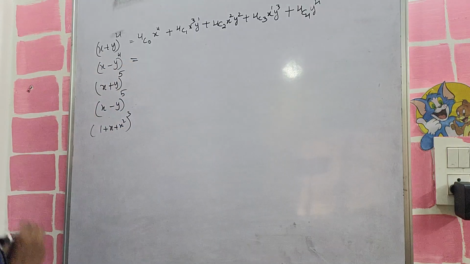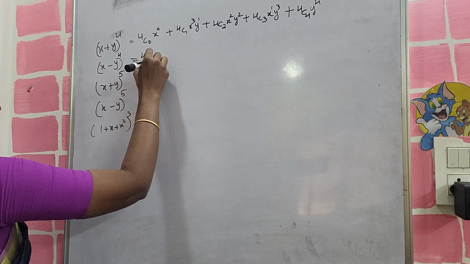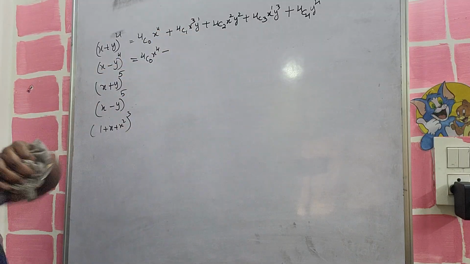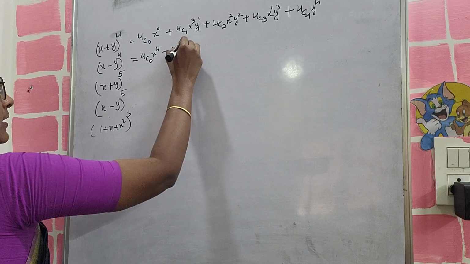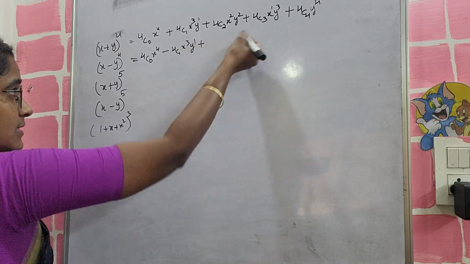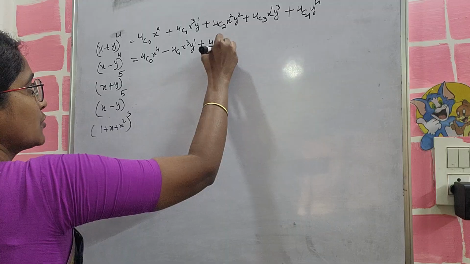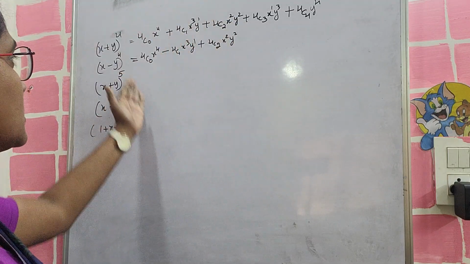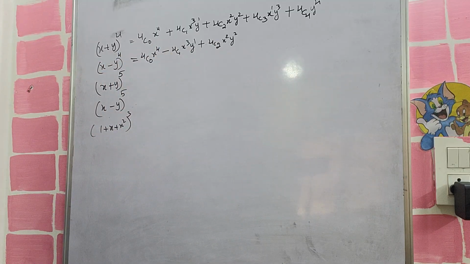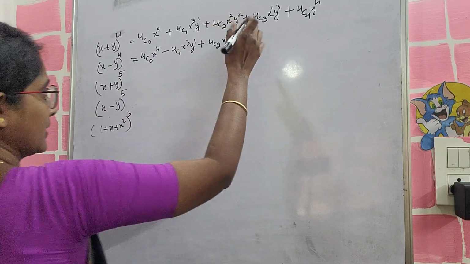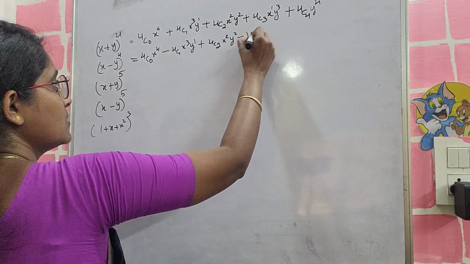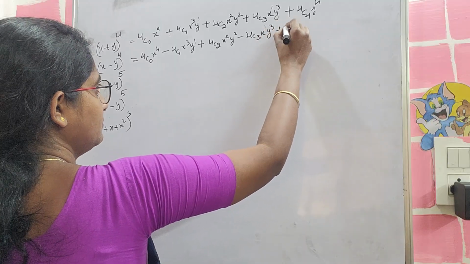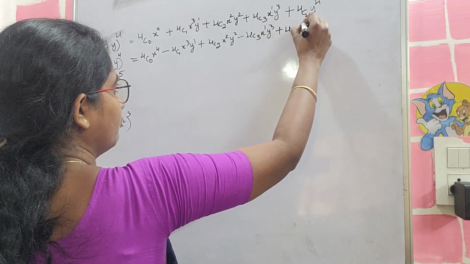Then the next one, if it is minus, what are you going to write? 4c0 x power of 4, minus here, because we are taking y as a negative, 4c1 x cube y power of 1. This is a square, so positive: 4c2 x square y square. So you don't need to remember all the time whether it is positive or negative. Just alternately keep a minus: plus, minus, like this. So after the plus, minus 4c3 x power of 1 y power of 3. Then plus 4c4 y power of 4.